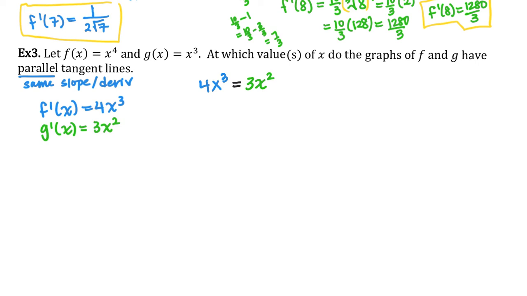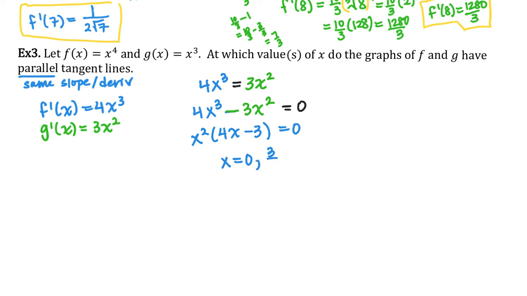Okay, I'm going to make it equal 0. I am absolutely not going to divide by x squared because I'm going to lose x squared's worth of answers. Okay, let me subtract 3x squared. Okay, I can take out a common factor now, so this is going to be x squared times 4x minus 3. Okay, so if x squared equals 0, then x equals 0. If 4x minus 3 equals 0, x equals 3/4.